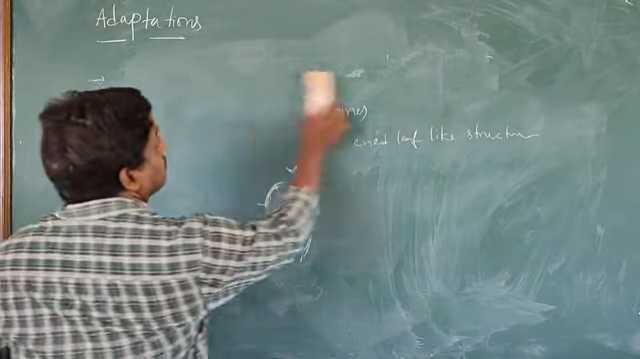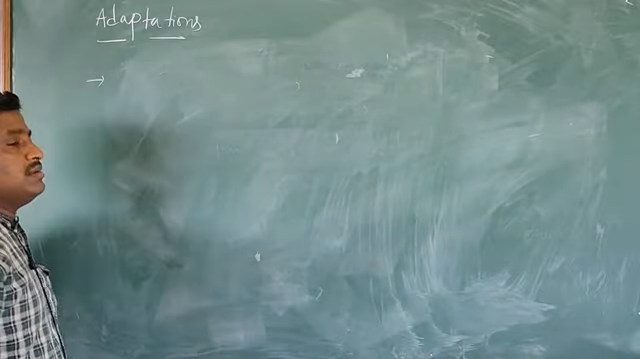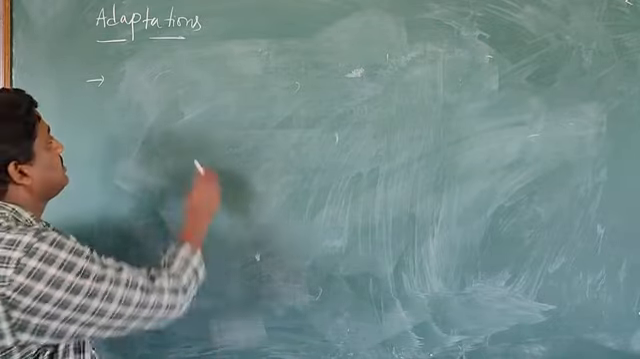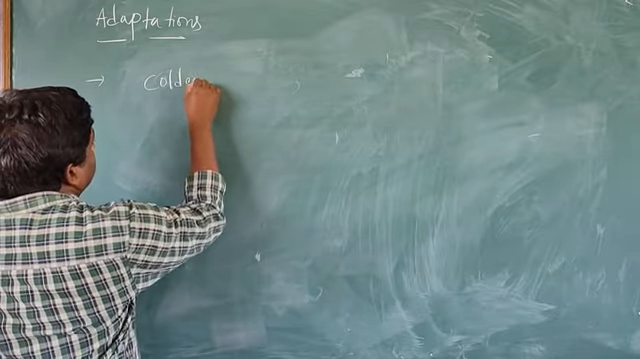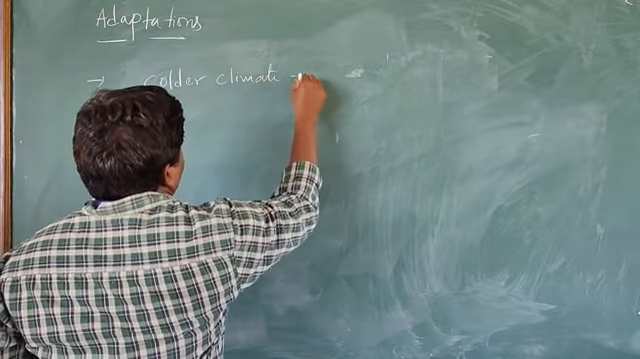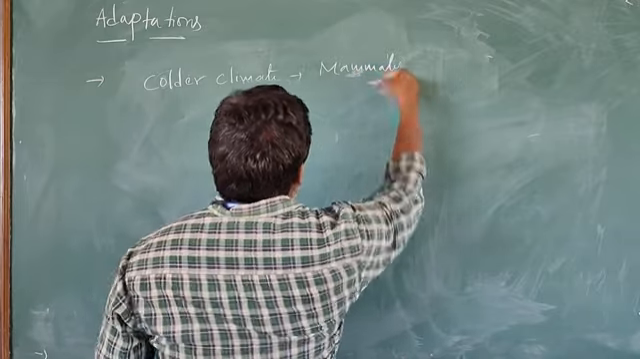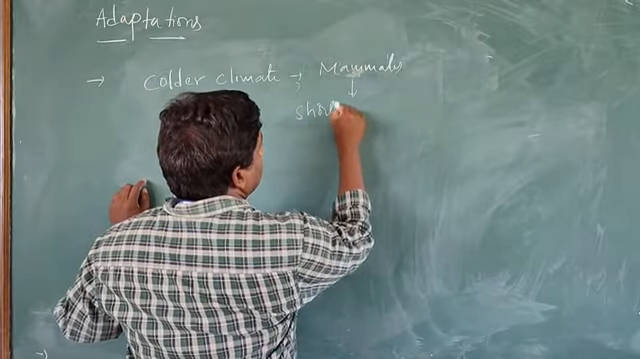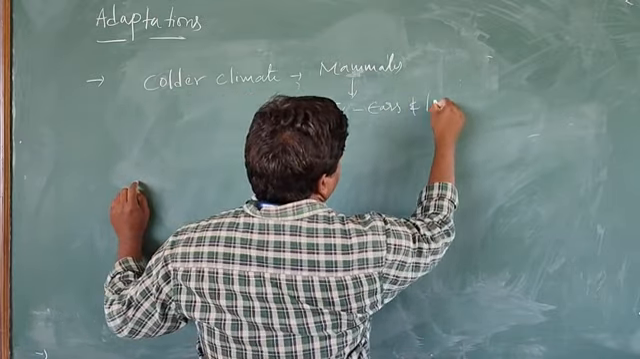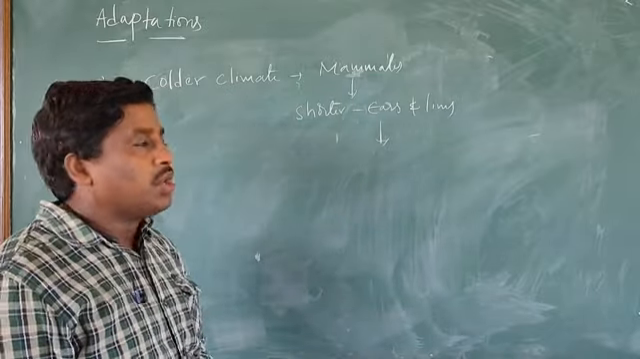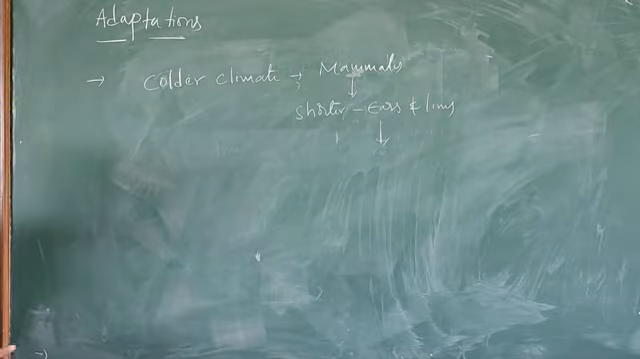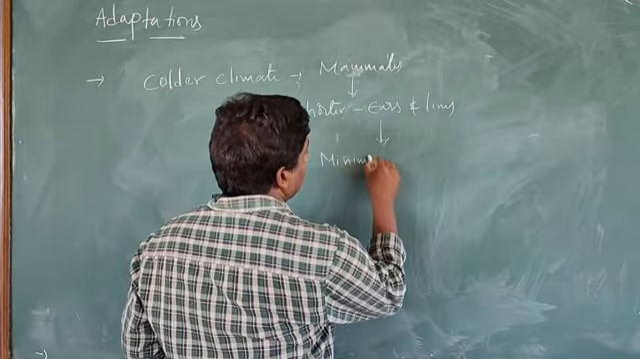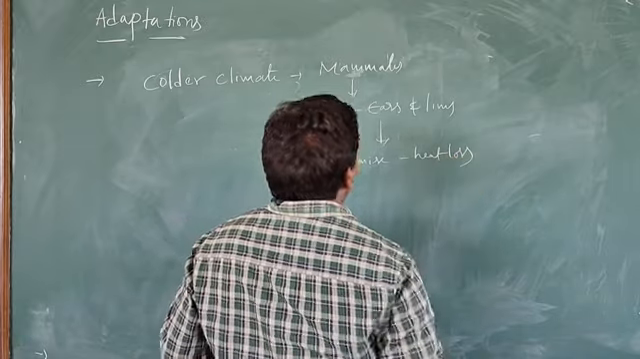Next, some of the mammals in the colder climates have shorter ears and also shorter limbs. The shorter ears and limbs are for reducing the heat loss. That means to minimize the heat loss.